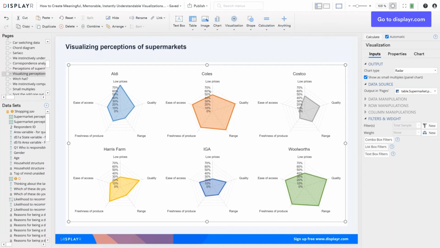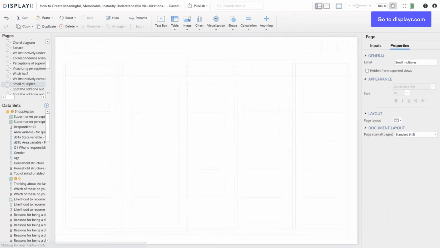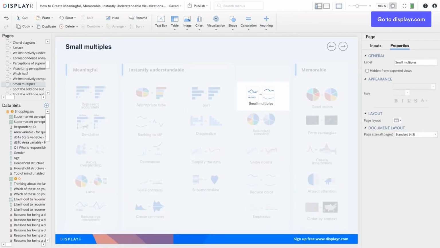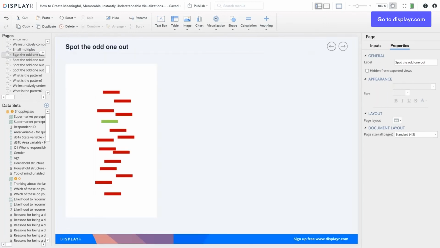Now, why is this working? The jargon for what I've done here is I've created small multiples. That is, multiple small visualizations, which our brains are just really good at understanding. Let's do another experiment to understand why our brains like small multiples, how it all works. Spot the odd one out.